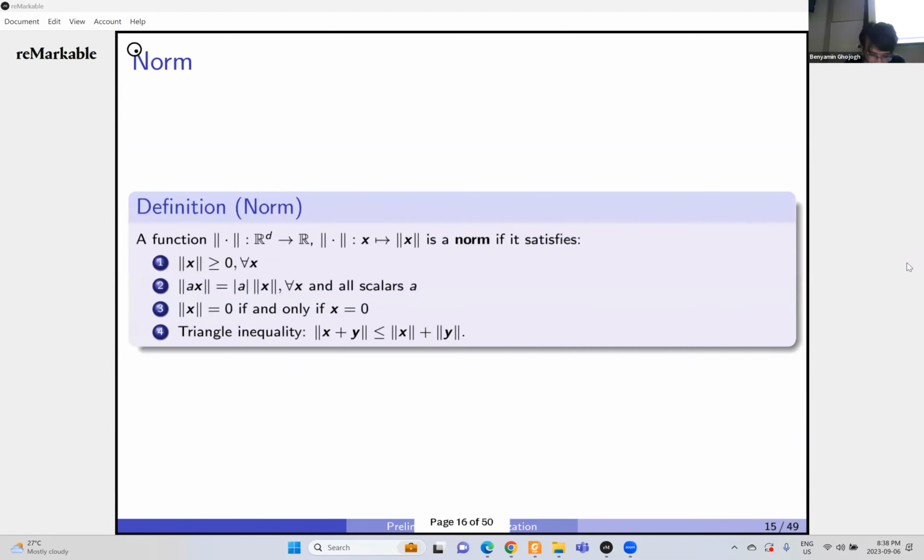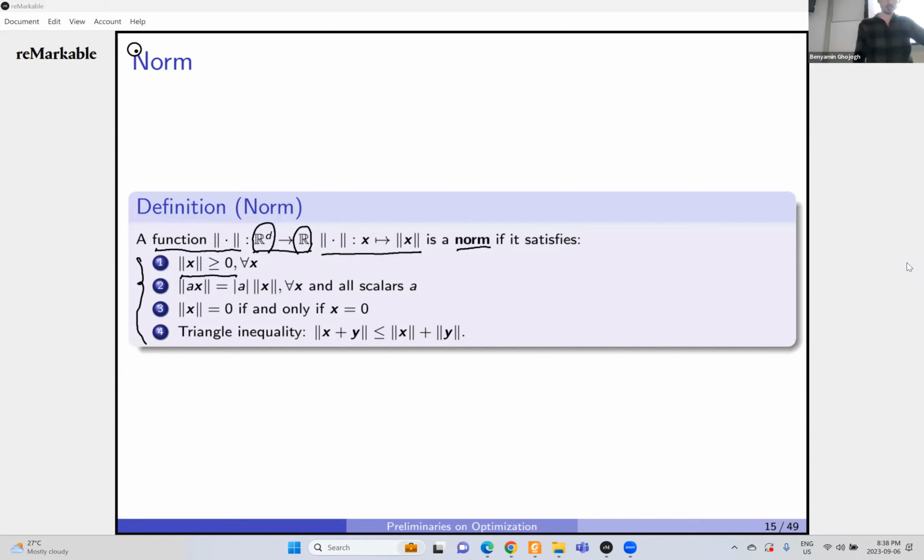Norm. A function, this norm denoted by this, takes a d-dimensional vector. You can have norms for matrices too, but here, for a vector, it takes a d-dimensional vector and outputs a real value, a scalar. It's called a norm. It should satisfy 4 different things. These 4 characteristics are also used as the characteristics of a distance metric. Why? Because I will tell you that norm and distance are almost equivalent.